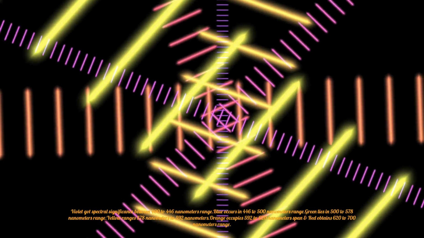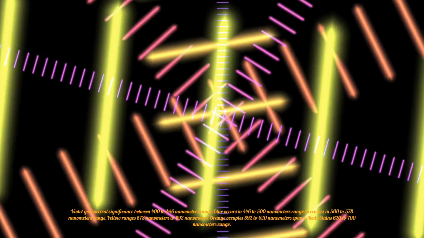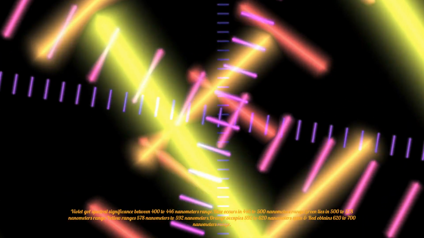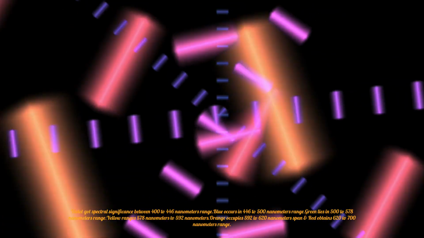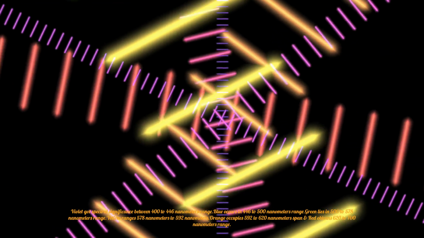Violet has spectral significance between 400 to 446 nanometers range, blue occurs in 446 to 500 nanometers range, green lies in 500 to 578 nanometers range, yellow ranges 578 nanometers to 592 nanometers. Orange occupies 592 to 620 nanometers span, and red obtains 620 to 700 nanometers range.